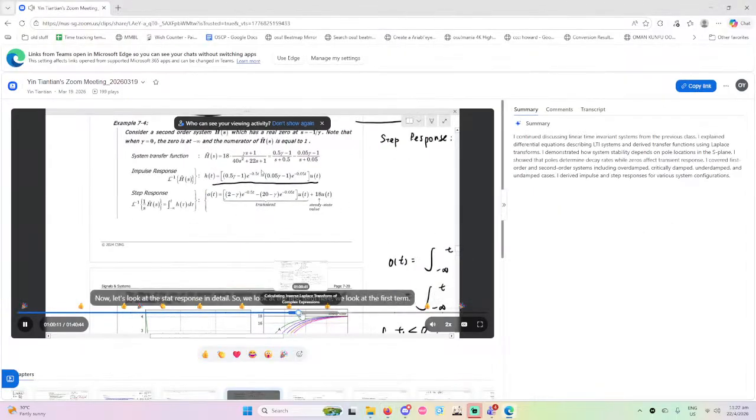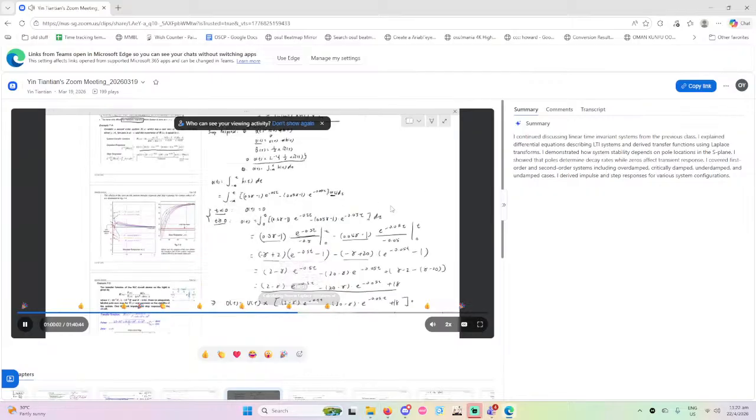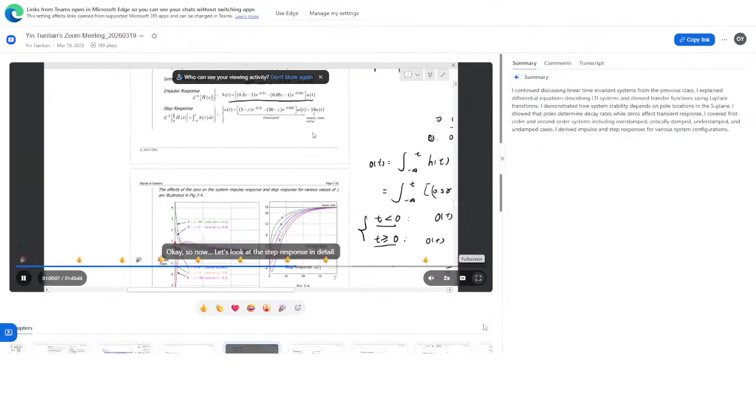Now let's look at the step response in detail.